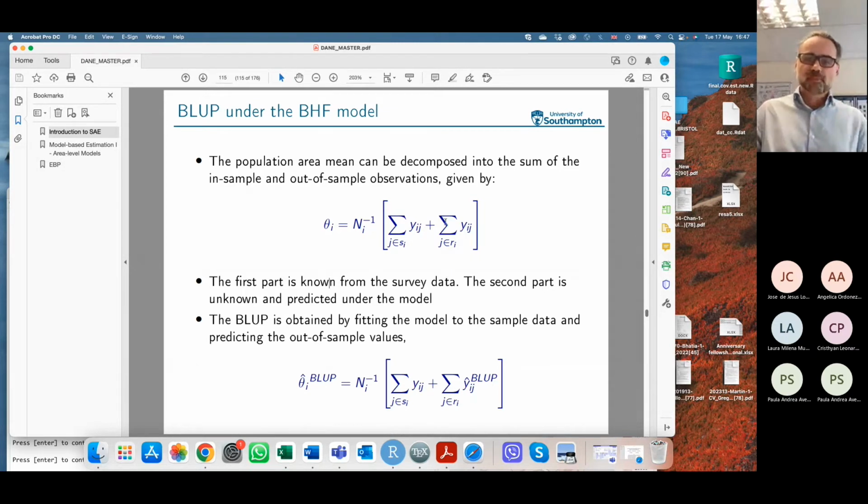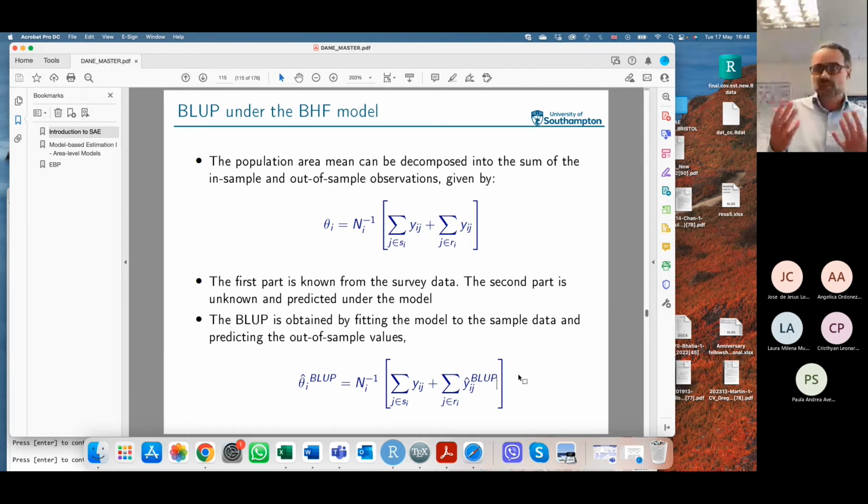So, as I said, the second part is unknown here, okay? So the best linear unbiased predictor is obtained by fitting the model to the sample data and using the model estimates in order to predict, to estimate that part of the population that is not observed in your sample. So you see now that in the second equation, I have replaced theta I by theta hat I BLUP. The first part remains the same, and the second part has been replaced by predicted values of income for each household in a municipality under my random effects model, okay? So that's how model-based estimation happens, right?